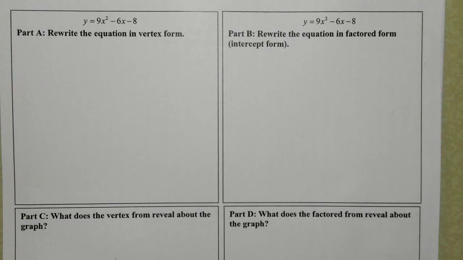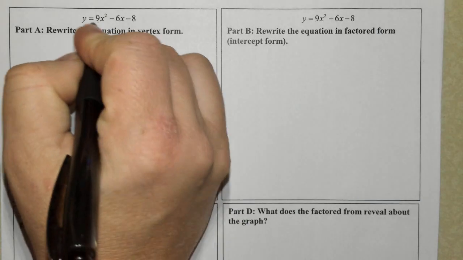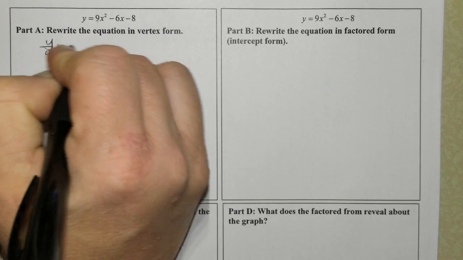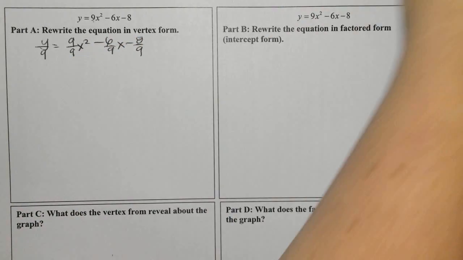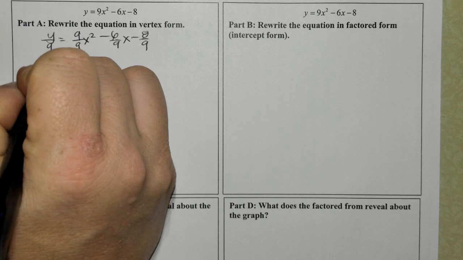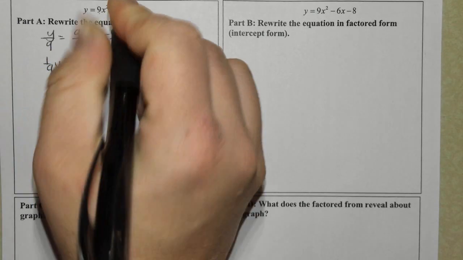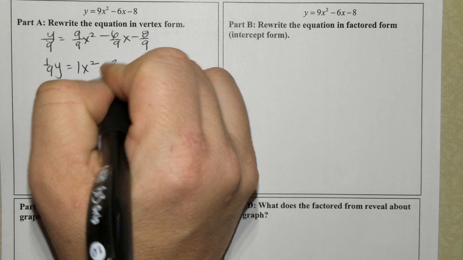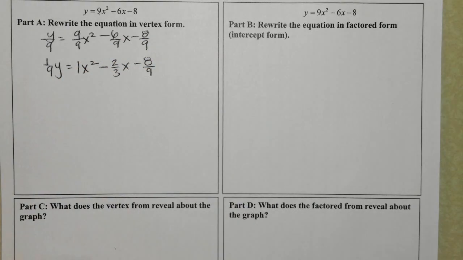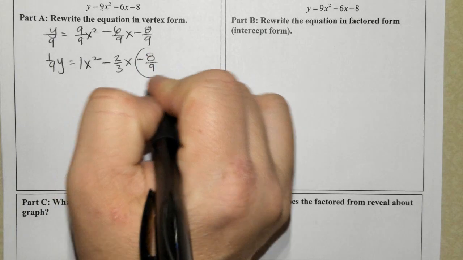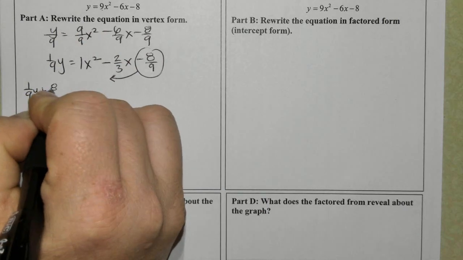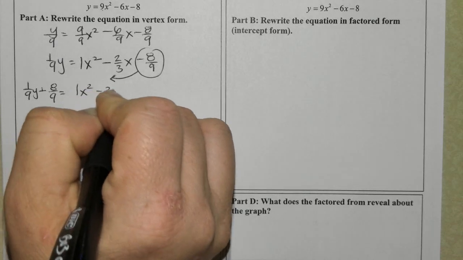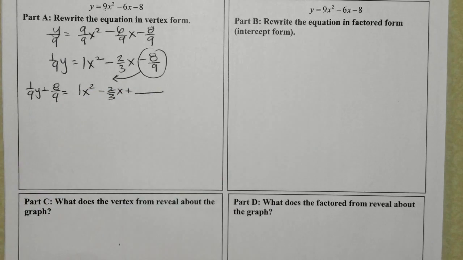So we're going to write this in vertex form. Notice that it has a 9 in front. I need to divide everything by 9. y over 9, 6 over 9, 8 over 9. Looks ugly, but a calculator will make it easier. 1/9 y equals 1x squared. I can reduce this in my mind. 2/3 x minus 8/9. The next step is move c to the opposite side. So when it moves over, I know it becomes positive. So I have 1/9 y plus 8/9 equals 1x squared minus 2/3 x plus some quantity.